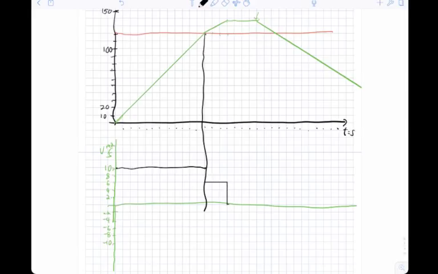Oh, now you want it to be a straight line. And then it's minus 8 for a bunch of seconds. And that's what the velocity as a function of time looks like.